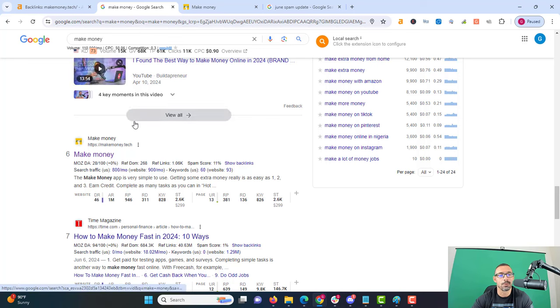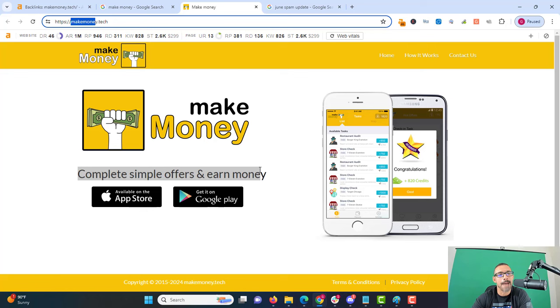We should also track, will these guys stay here? My bet is they won't, maybe for a little while, but they probably won't stay there. But it's interesting, especially since the spam update just rolled out, how a site with 300 referring domains that looks like this, basically like an app, can be on page one. This is not what people are looking for, so pretty interesting.